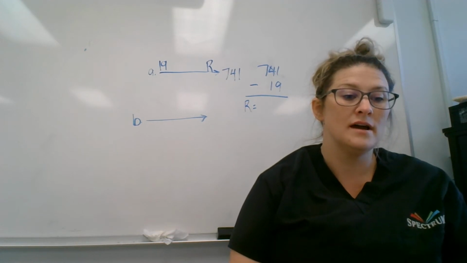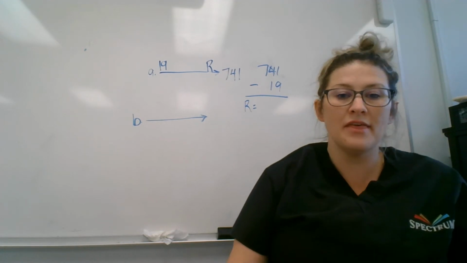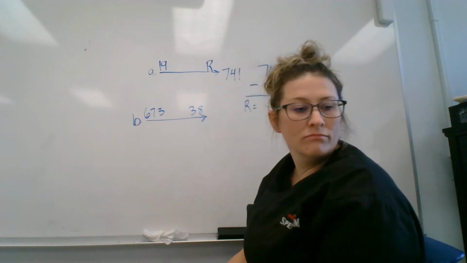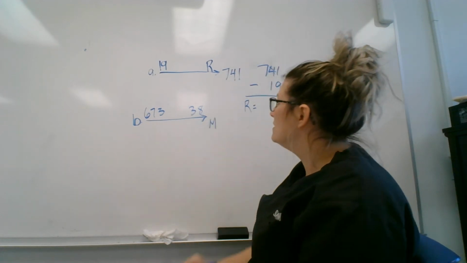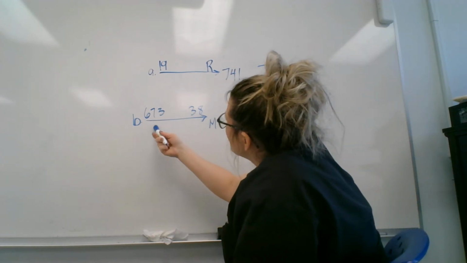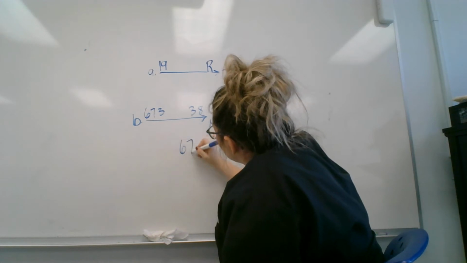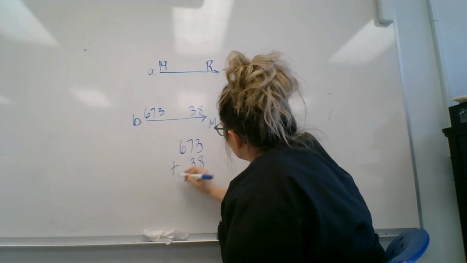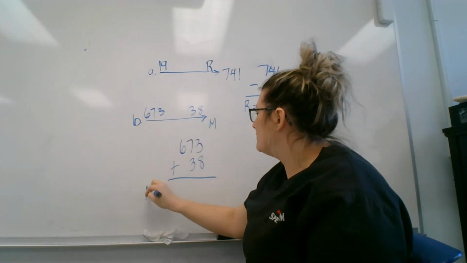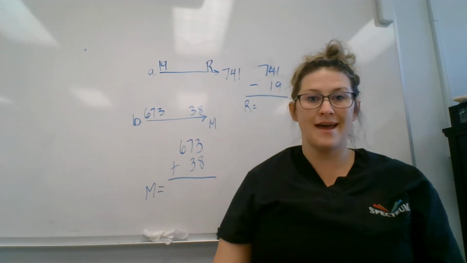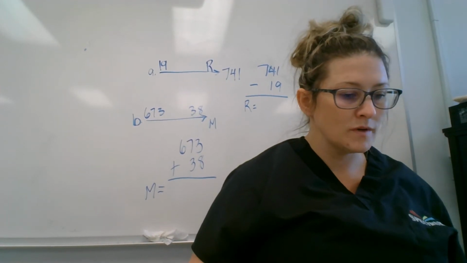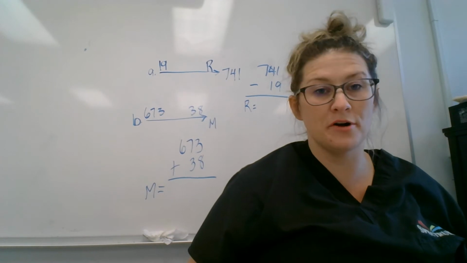Problem B. The small numbers are 673 and 38. The big number is M. Remember, if I don't have my big number, I get to add 673 plus 38. Here you're going to have to carry, not borrow. And that will show you how to find M. Go ahead and complete part 3. When you are finished, we're going to jump over to our workbook page.